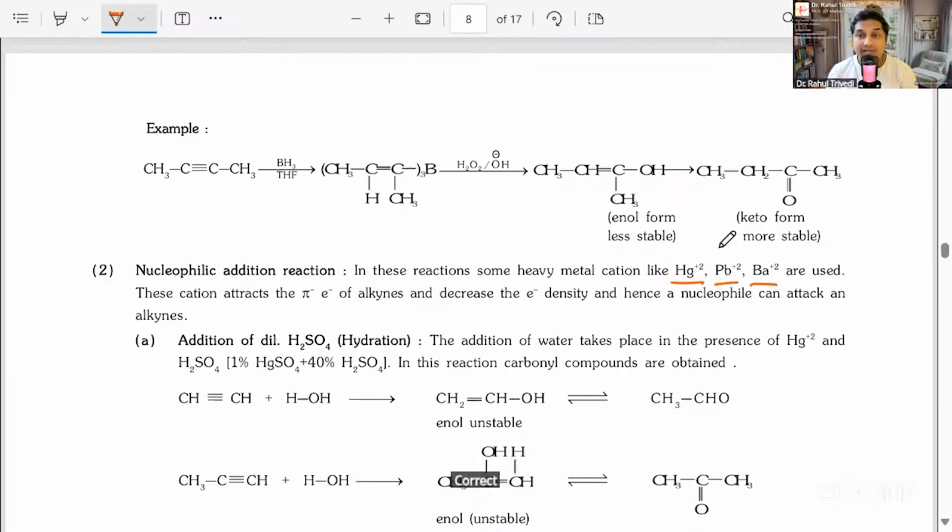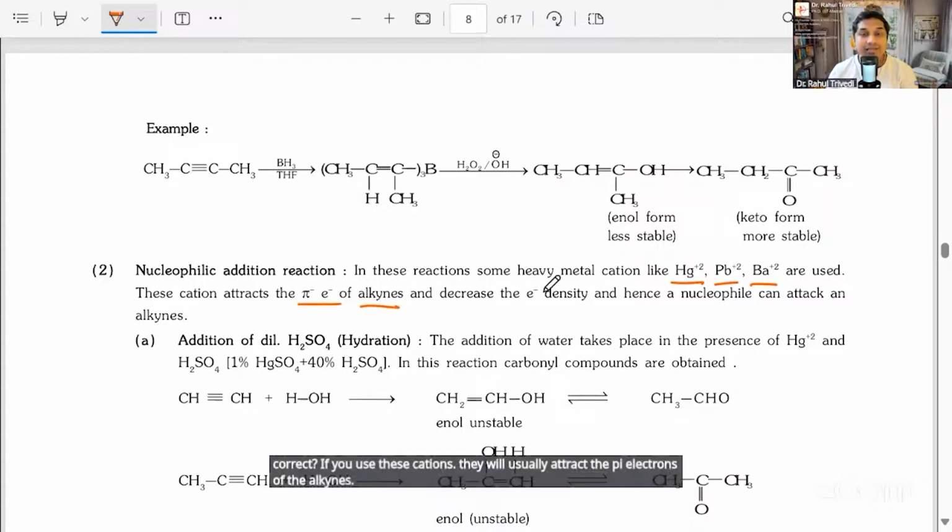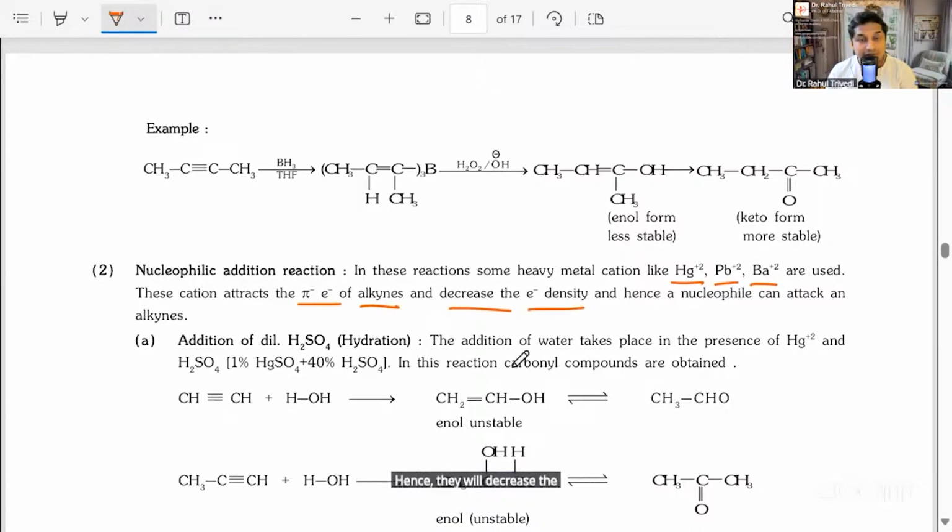Correct? If you use these cations, they will usually attract the pi electrons of the alkynes. Hence, they will decrease the electron density over the triple bond. Yes. Once the electron density decreases, who will attack? Obviously, the one who has excess electron, the nucleophile, will attack. Unless that happens, will the nucleophile ever attack here? Think about it. Triple bond means all the more heavy electron density. Always an electrophile will attack. Yes or no?